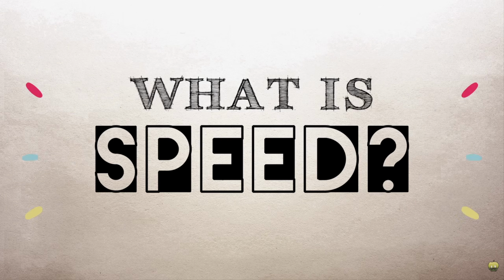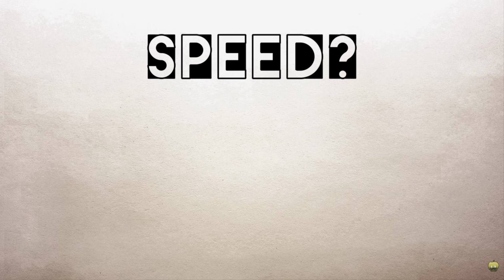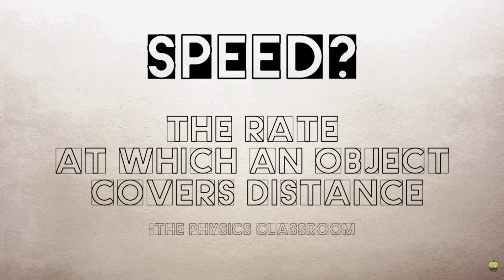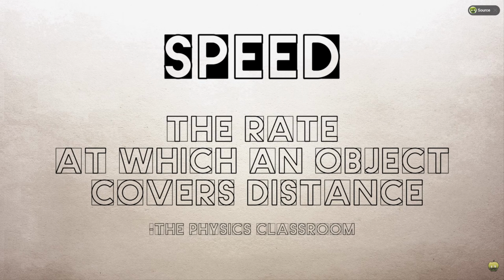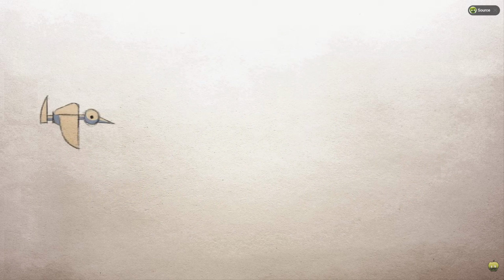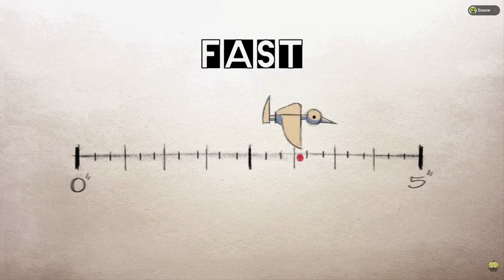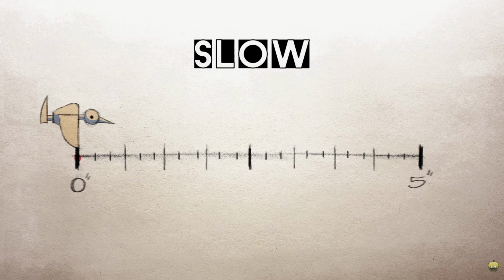What is speed? Speed refers to how fast an object is moving. It's the rate at which an object covers distance. Fast objects cover a relatively large distance in a short period of time, and slow objects cover a small distance in a long period of time. Anything that's not moving has no speed.